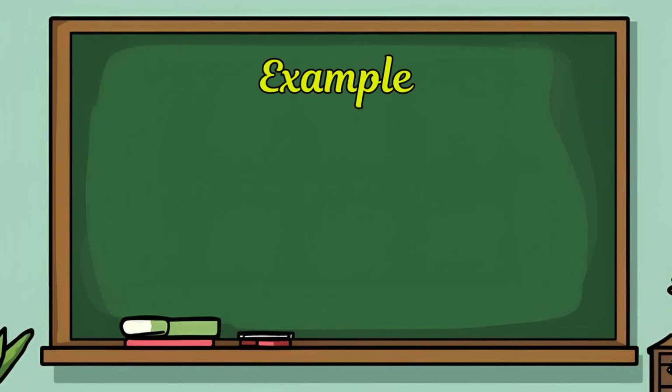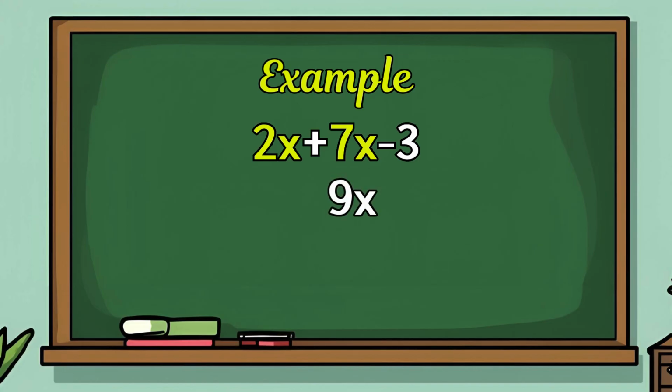Let's look at an example. In the expression 2x plus 7x minus 3, the like terms are 2x and 7x. Since they're like terms, we can combine them. 2x plus 7x becomes 9x. Then we bring down the constant, so the expression becomes 9x minus 3. That's how easy it is to simplify expressions using like terms.